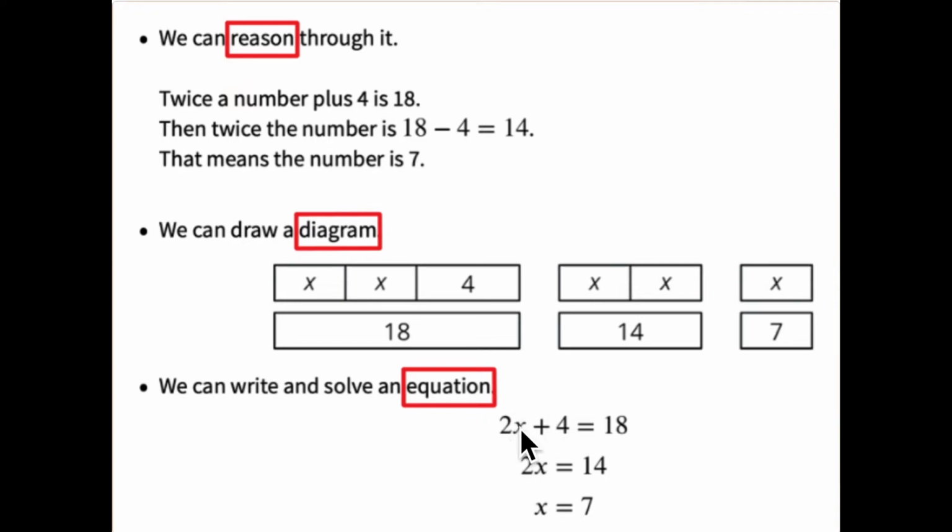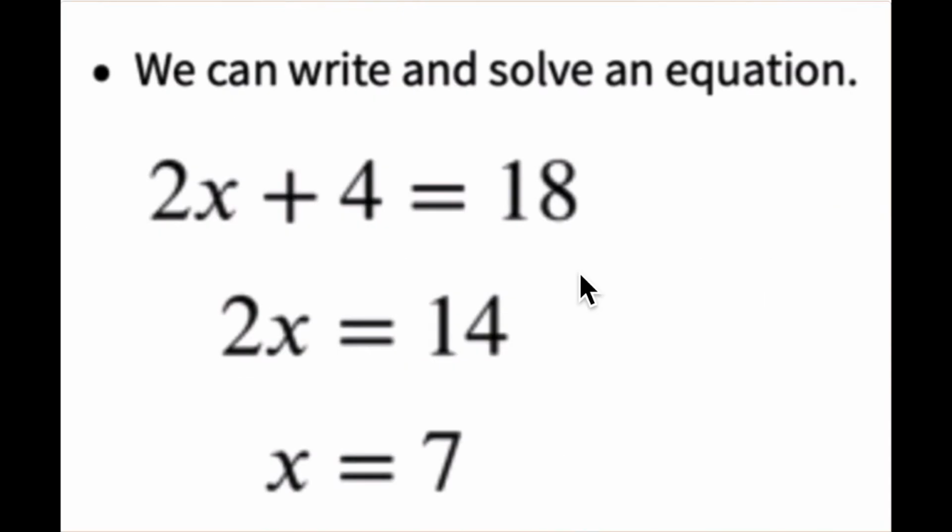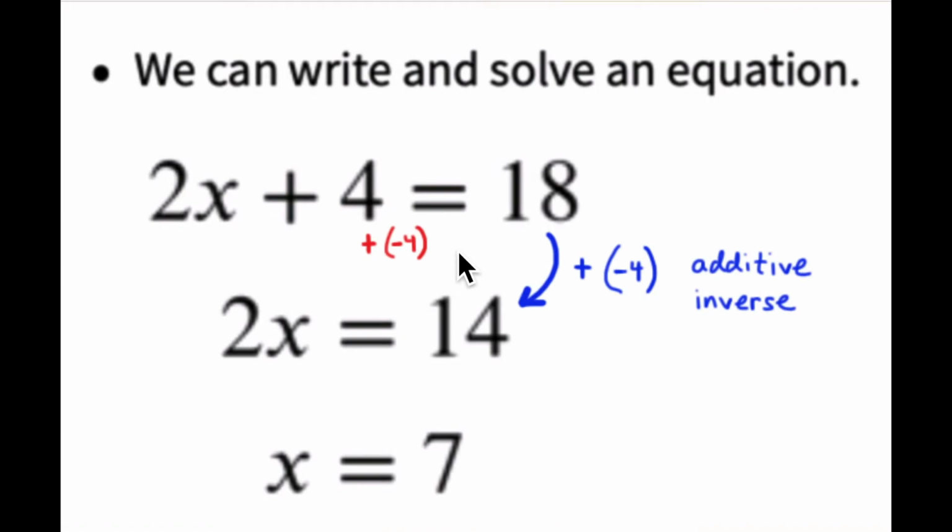So here is twice a number plus 4 equals 18, or 2x + 4 = 18. So how do you get back to that number? You have to solve the equation. To solve this equation, you're going to use the additive inverse to get rid of this 4, and you're going to use the multiplicative inverse to get rid of this 2. So the additive inverse of a positive 4 is a -4.